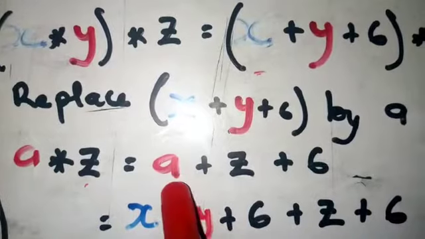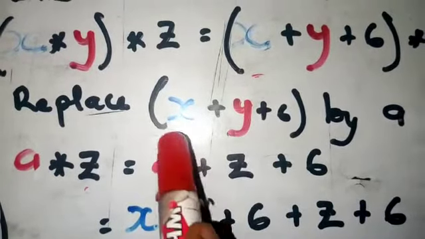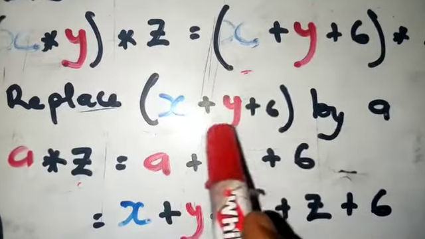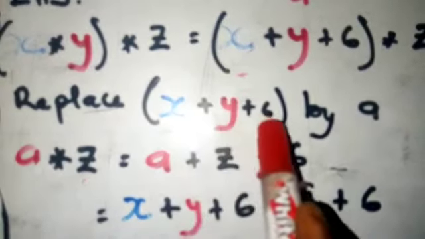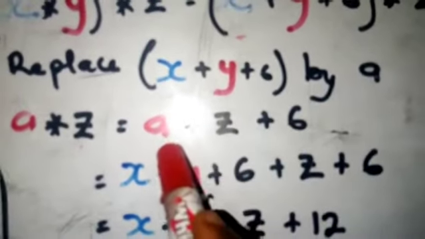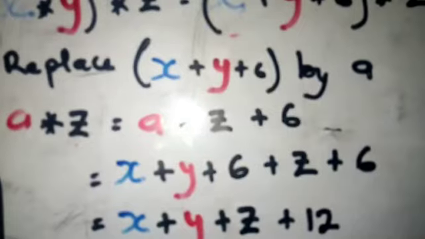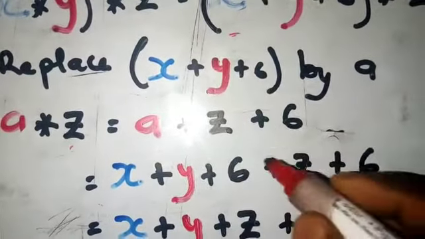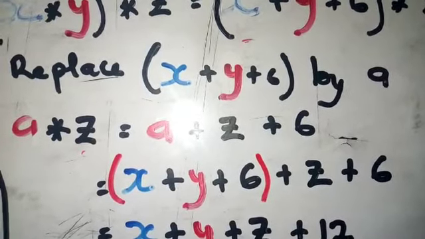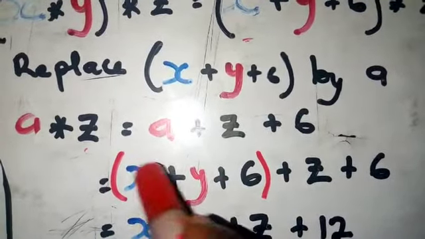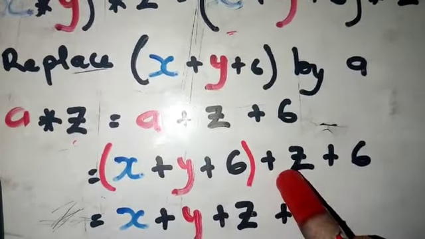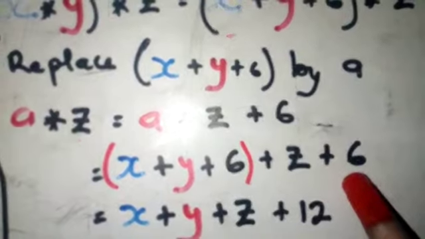So what is this a here? I brought this a because I don't want to deal with all these things. The a here is whatever is in the bracket, so that is x plus y plus 6. So I can replace that. Everything here for the first part is a. I'm just replacing that by a. So everything there is a, plus the second person, that's what the law says, which is z, and then plus 6. That is what the law says. Can you see that?